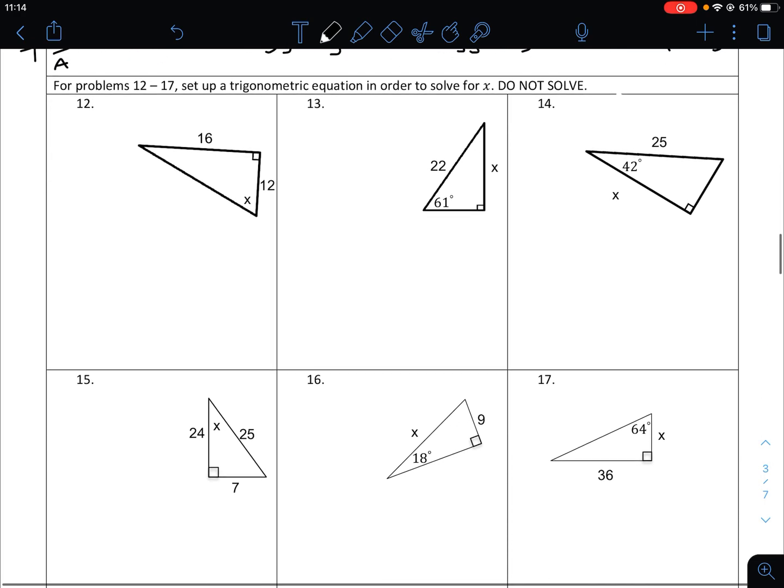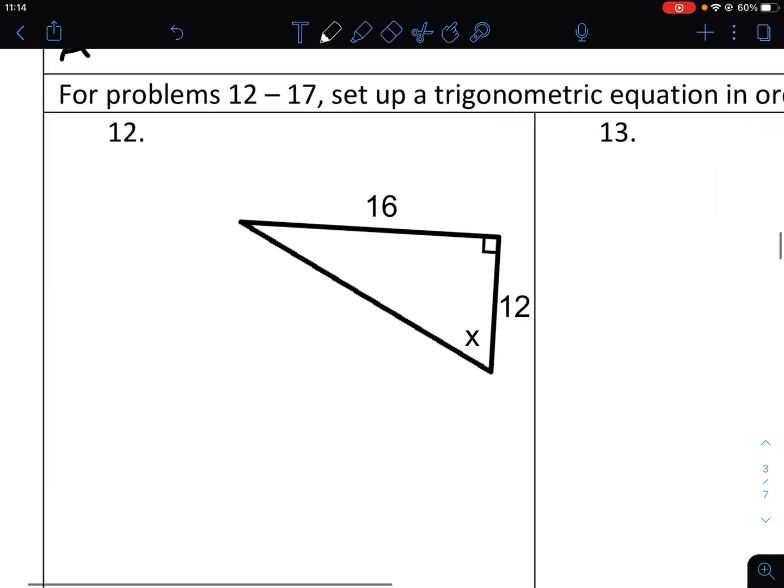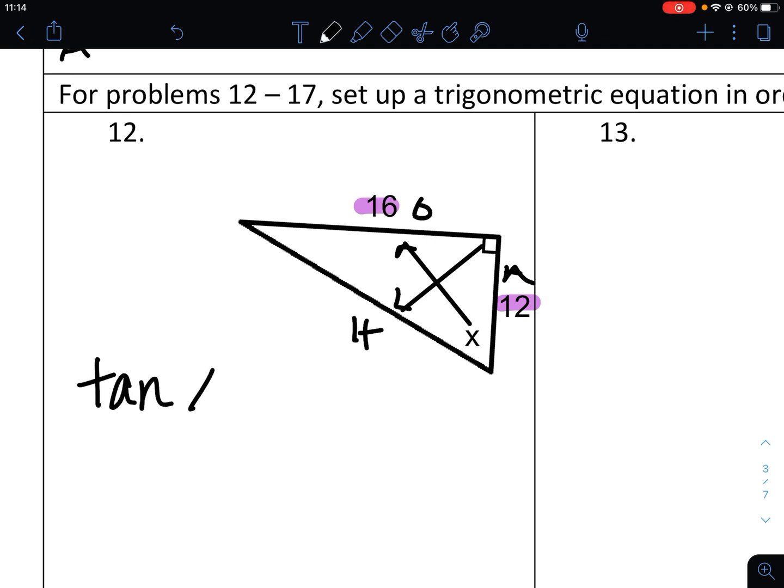Now, for numbers 12 through 17, we are going to set up a trigonometric equation in order to solve for x. So we're just going to set up the equation is all. For number 12, we'll label our hypotenuse, our opposite side, and our adjacent. We'll notice that opposite and adjacent are labeled. Opposite and adjacent come from the tangent function. Tangent of x, it's the trig function of your angle, equals your fraction, 16 over 12. Again, we're not solving, we're just setting up the equation.